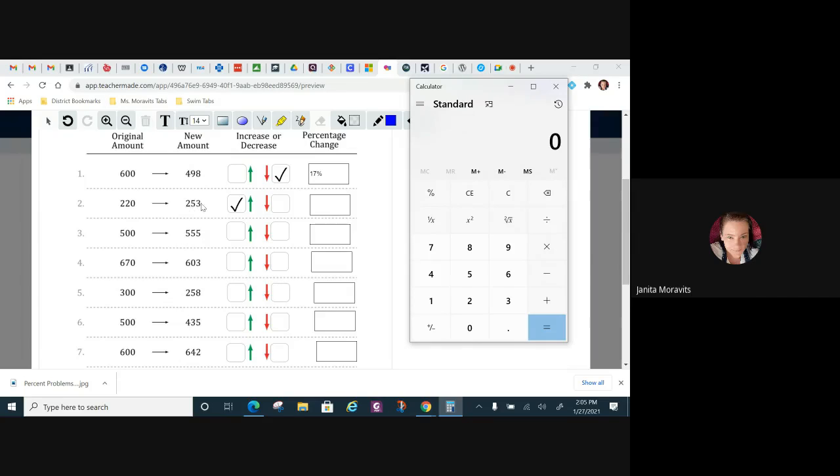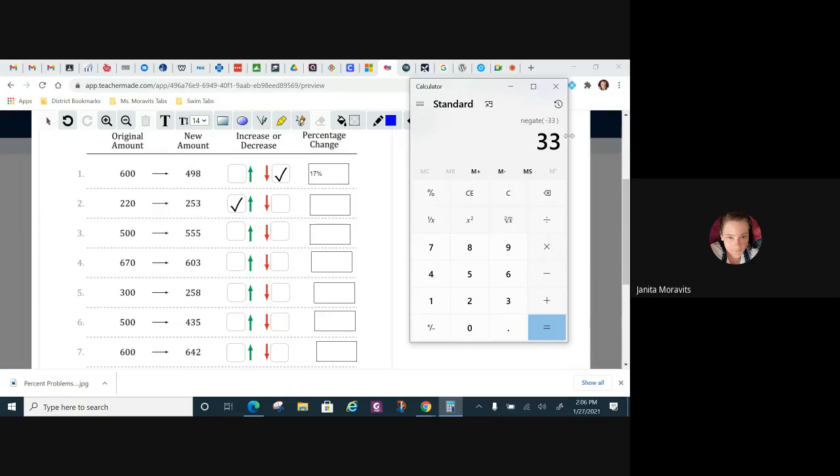Now I'm going to show you something. You can do this either way. You can say 220 minus 253. You can do it like that, and it's going to give you a negative number. But remember, we're using absolute value, which means we don't have a negative number. It's just 33 is the difference between the two. So if you push this plus minus sign right here, that makes it a regular positive 33.